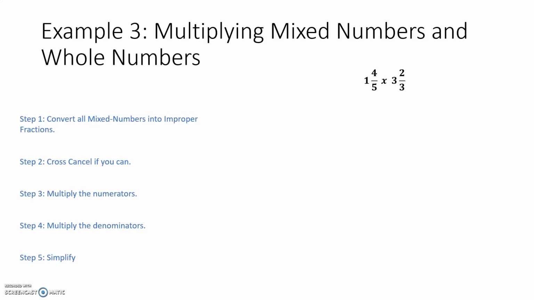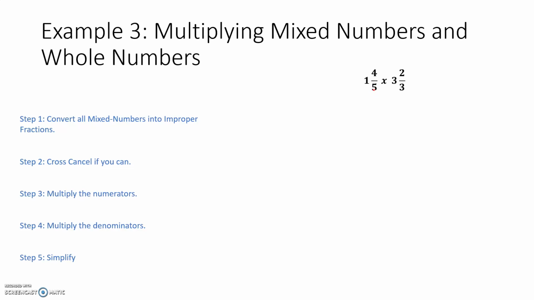All right, so when we're multiplying mixed numbers and whole numbers, this example is actually two mixed numbers, but they follow the same steps. We're going to convert all mixed numbers and whole numbers into improper fractions. Then we're going to cross cancel if we can. Then we're going to multiply the numerator times the numerator, the denominator times the denominator, and finally we're going to simplify. All right, so first, convert into improper fractions.